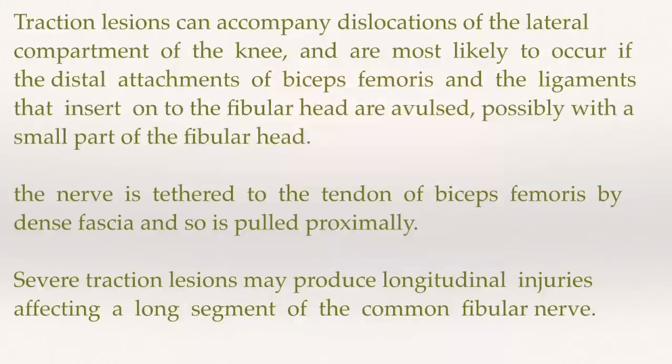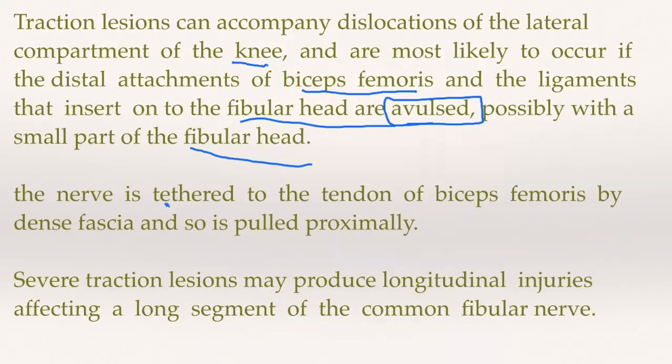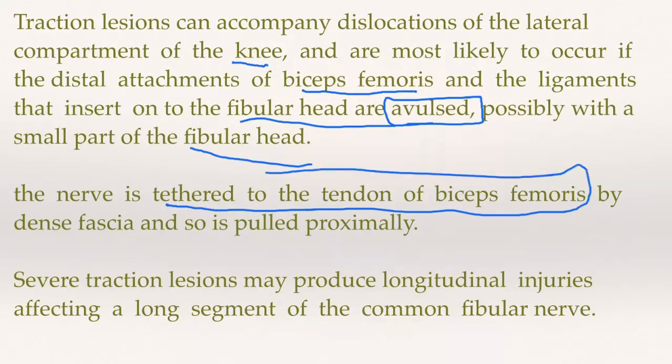Traction lesions can accompany dislocations of the lateral compartment of the knee and are most likely to occur if the distal attachment of biceps femoris and the ligaments that insert on the fibular head are avulsed, possibly with a smaller part of the fibular head. So whenever this traction injury occurs, the nerve will be affected. The nerve is tethered to the tendon of biceps femoris by dense fascia and so is pulled proximally. Severe traction lesions may produce longitudinal injuries affecting a long segment of the common fibular nerve.